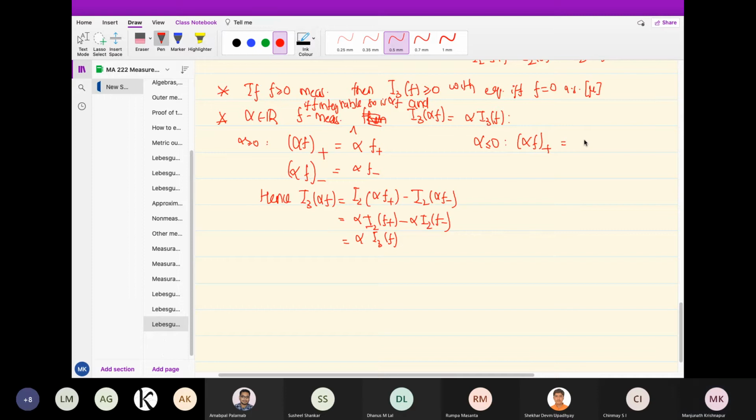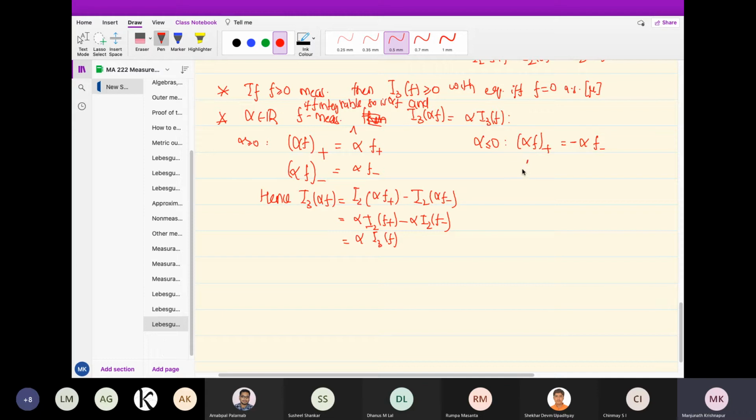Yeah, it is negative of alpha f minus. So just think of the case when alpha is minus 1. What is minus f positive part? It is negative of, yeah, it is f minus, right? Minus f positive part is f minus. So it is the same as minus of minus 1 into f minus.